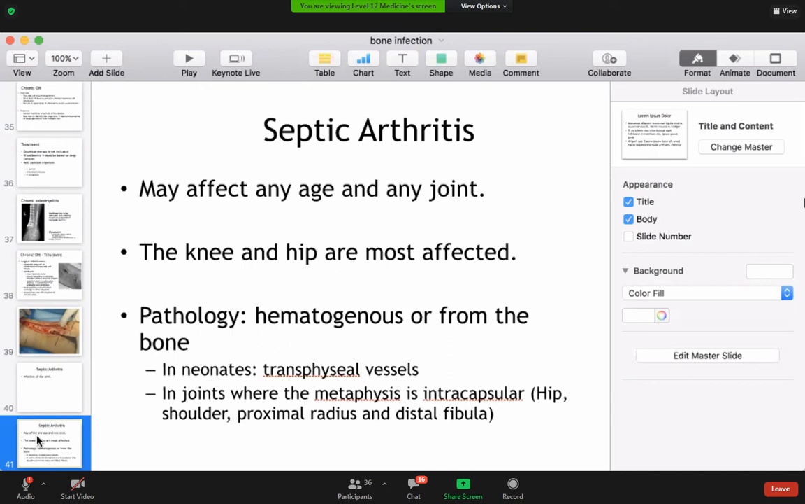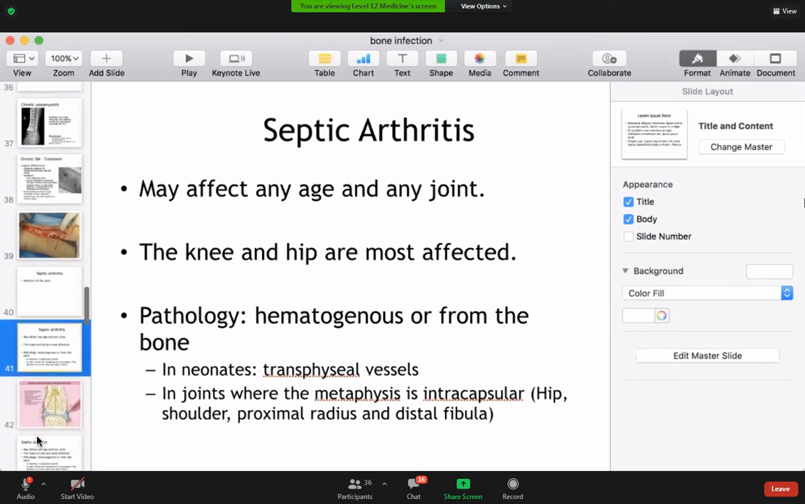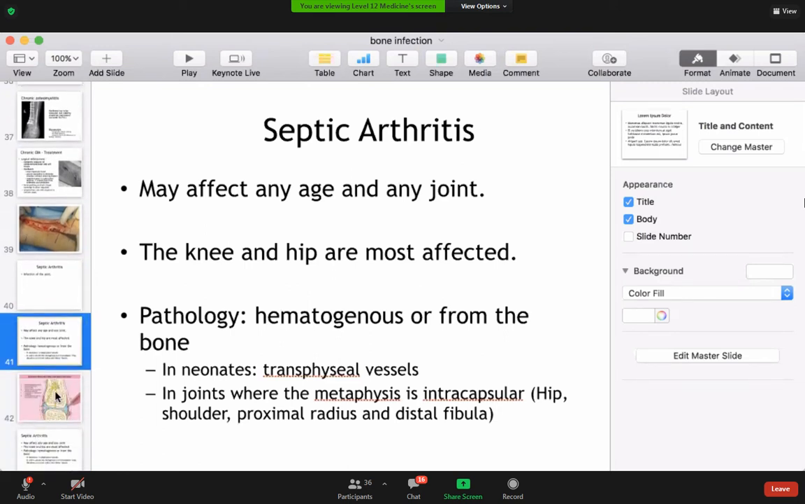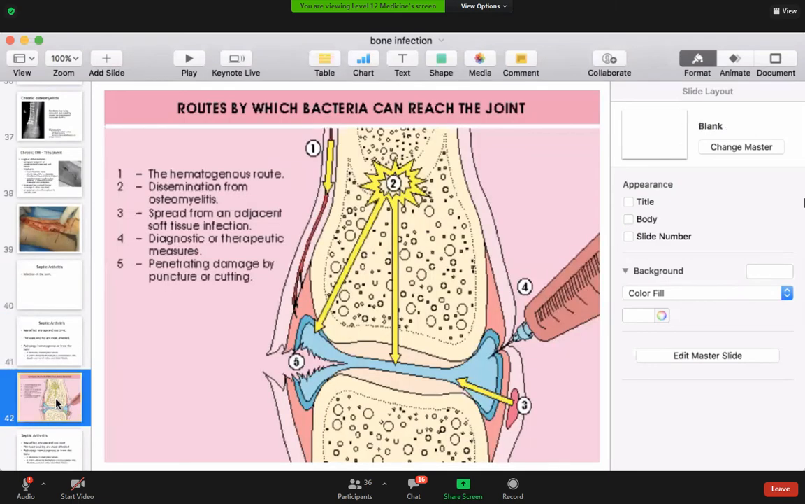that in neonate, there is still some vessels penetrating from the metaphysis through the physis to the epiphysis. So this can lead to transmission of osteomyelitis to the joint and causing septic arthritis. And also in joints where the metaphysis is intracapsular, like the hip, shoulder, proximal radius, distal fibula. Also, you have to consider this as a risk of transmitting osteomyelitis from the metaphysis to the joint. So this illustrates what we just explained.